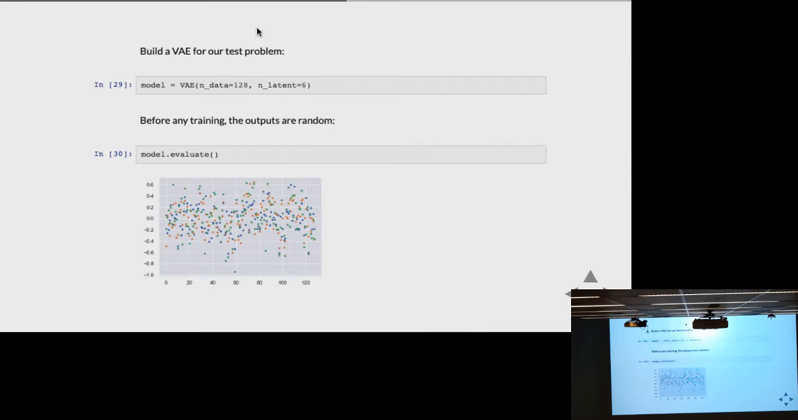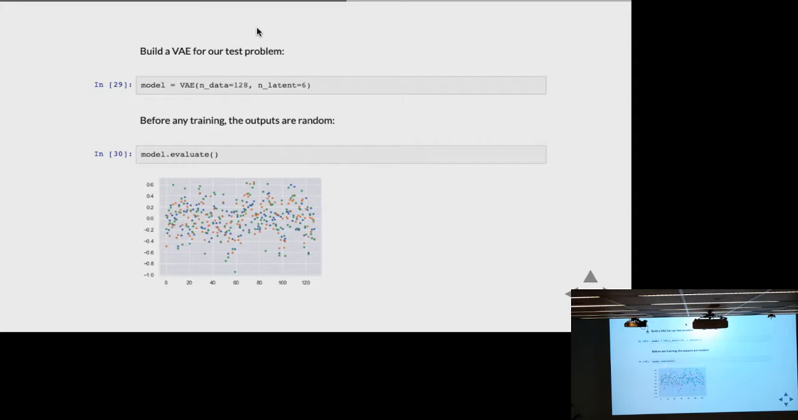Okay, so I'm going to come back to the theory, but before we get lost in that, I just wanted to show you this is really just a practical thing. So here I've built a VAE. I say we've got 128 inputs in the data, and we want 6 latent variables. There's a hidden cell that shows you how I built that using PyTorch. And now, before I do any training, all I've done is just constructed that thing.